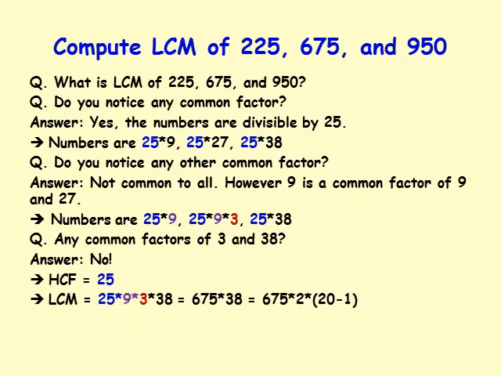And LCM is 25 times the factor common to two, 9, and the factors not common, 3 and 38. So that would be equal to 675. 25 times 9 is 225, times 3 is 675. 225 times 3 is 675, and times 38. So we'll do that.